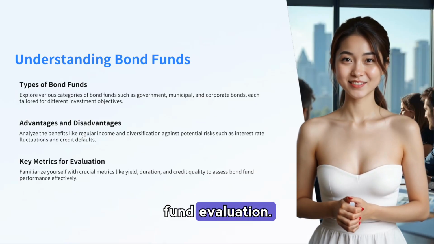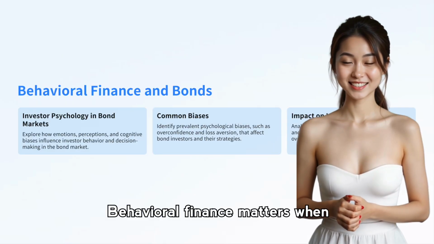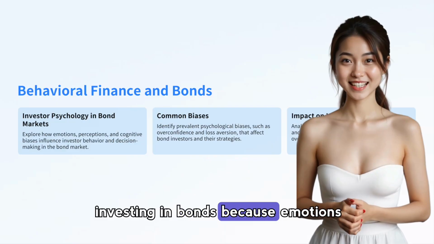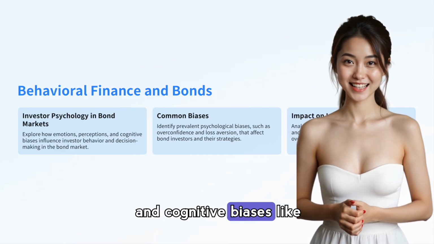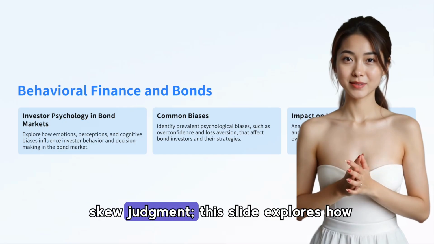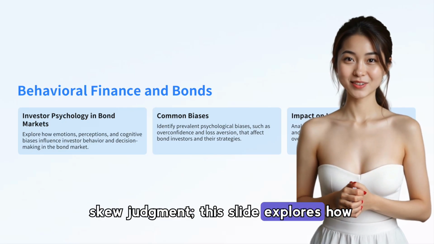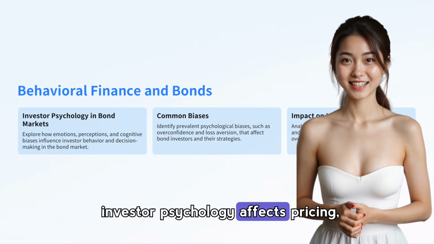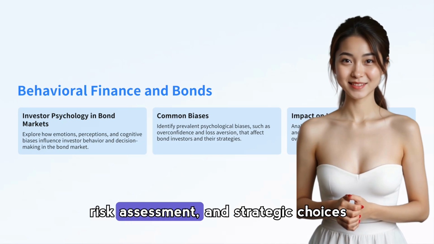Behavioral finance matters when investing in bonds because emotions and cognitive biases like overconfidence or loss aversion can skew judgment. This slide explores how investor psychology affects pricing, risk assessment, and strategic choices in the bond market.